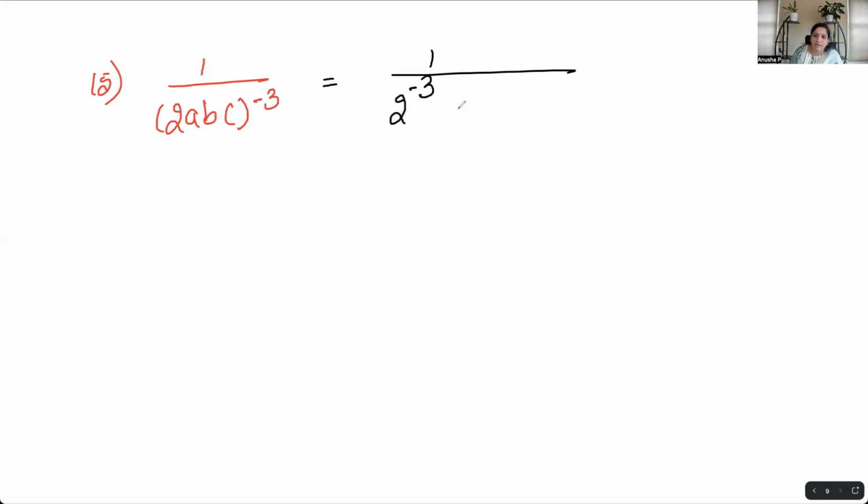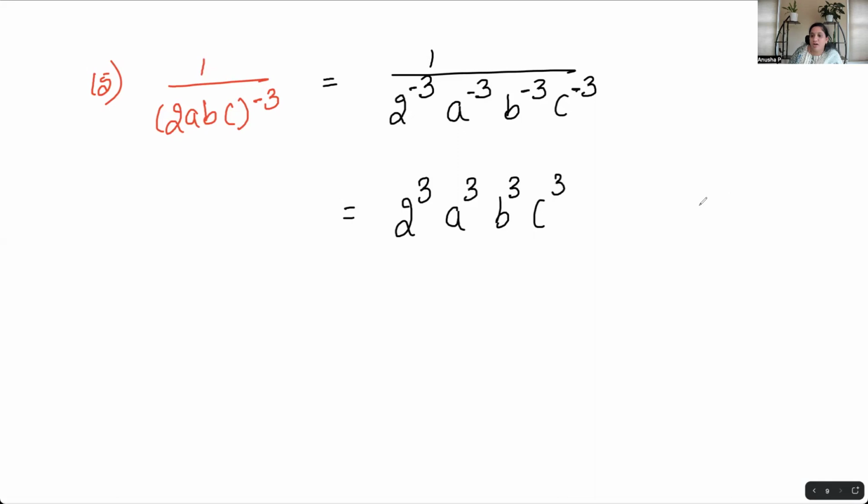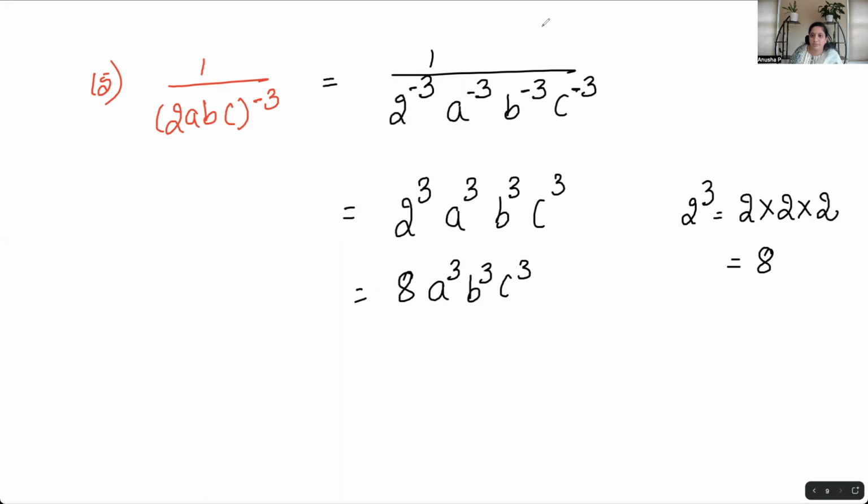It is 2 to the power of minus 3, a to the power of minus 3, b to the power of minus 3, c to the power of minus 3. Now, all of them are negative exponents in the denominator. So if you jump it to the numerator, it will become a positive exponent. So, 2 to the power of 3, a to the power of 3, b to the power of 3, and c to the power of 3. What is 2 to the power of 3 value? You're writing 2 three times, 2 times 2 times 2, which is 8. So 2 to the power of 3 is nothing but 8. A to the power of 3, b to the power of 3, c to the power of 3.